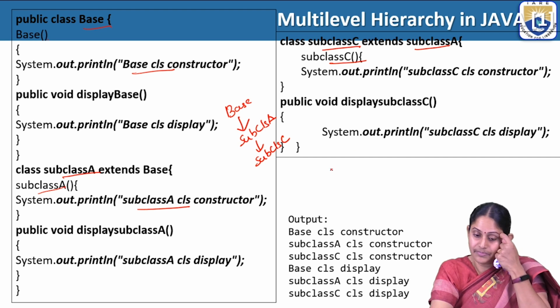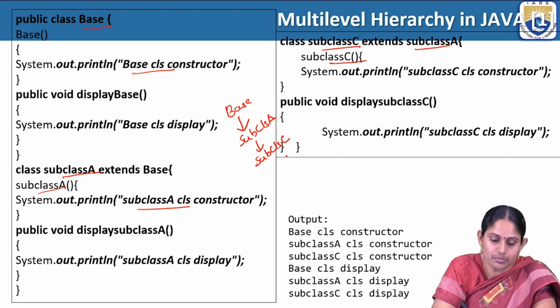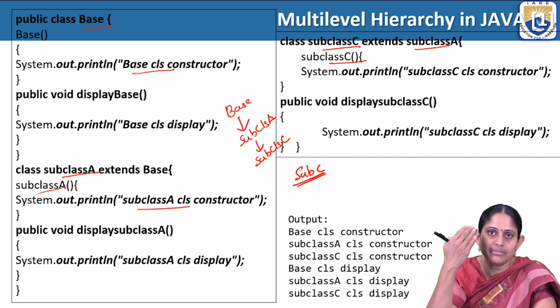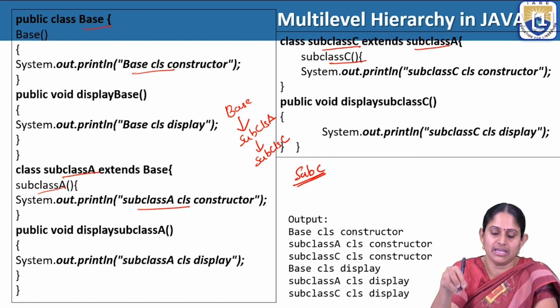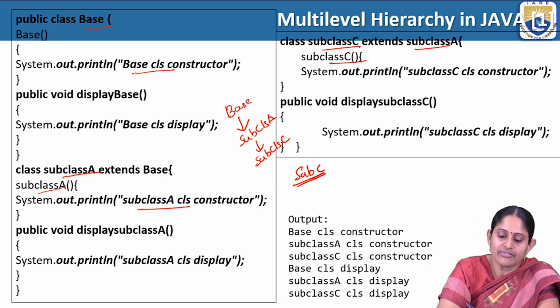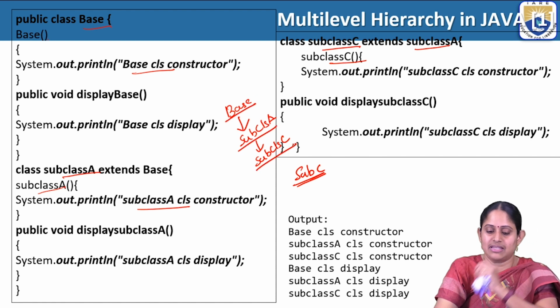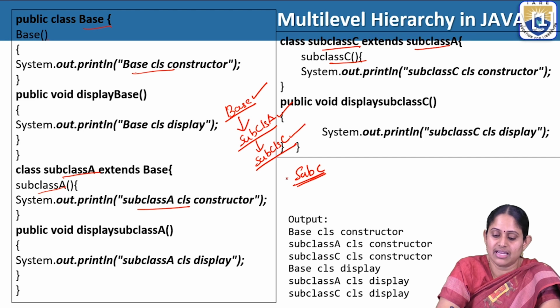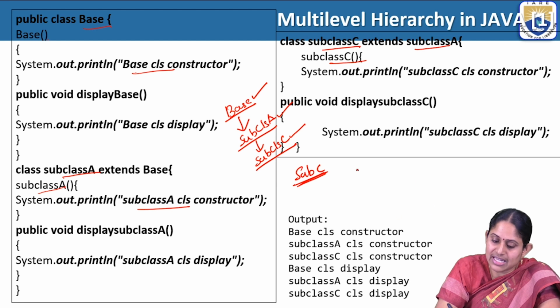Now we are creating an object of subclass C. When subclass C is created, what will happen? It will invoke the constructors from the topmost level. So here we have the base class first, then subclass A, then subclass C. The base class constructor will be invoked first, then subclass A and subclass C constructors when you create an object of subclass C. So when we create an object of subclass C, we get these three lines.